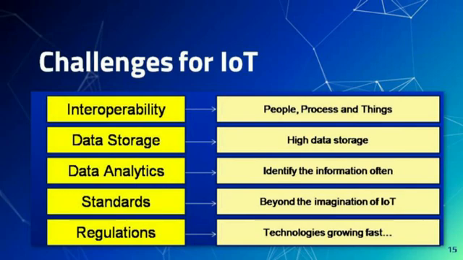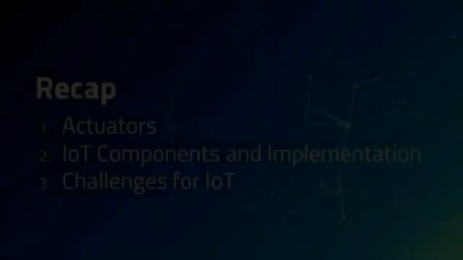The last one is regulations. Like standards, you cannot set regulation for IoT technology because all the rules and regulations will be staying back and this technology will be growing very fast. So you cannot set up particular rules and regulations for people, for a country, for all over the world. So regulation is not adaptable to IoT.